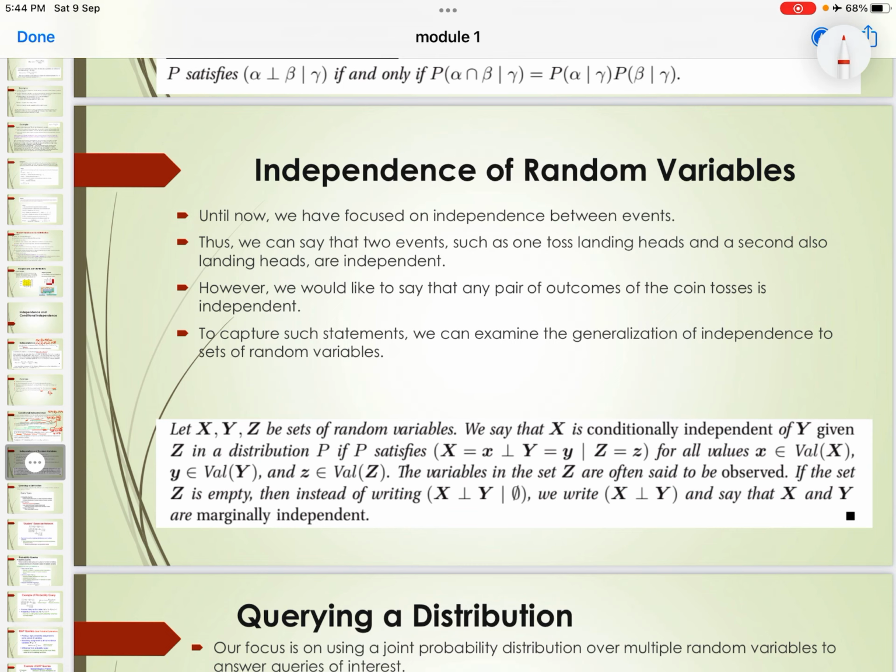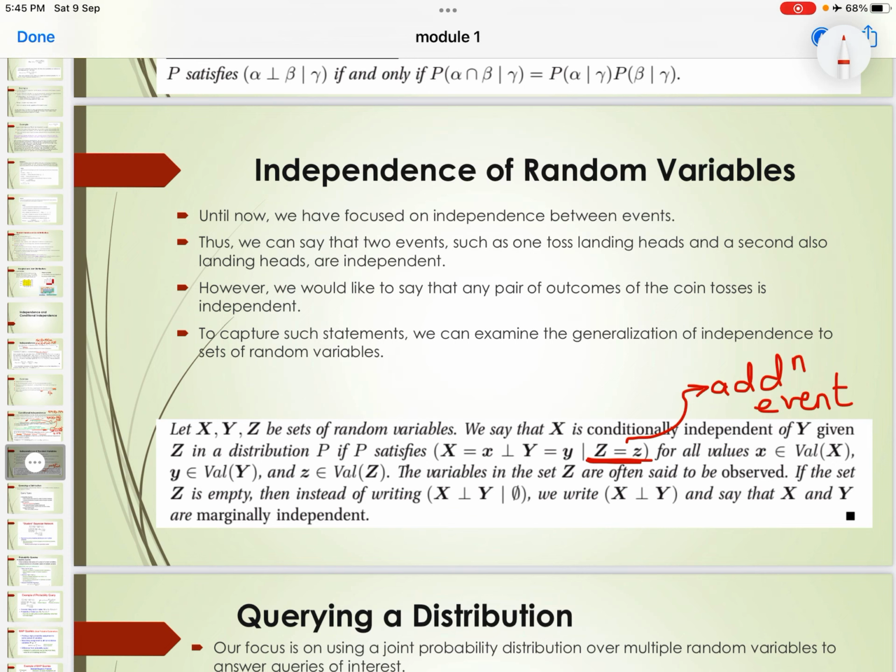We say that X is conditionally independent of Y given Z in a distribution P if P satisfies the condition for all values x belonging to Val of X. So P should satisfy the condition that X equal to small x is independent of Y equal to small y, given that there is an additional condition Z equal to z. This is your additional event. The variables in the set Z are often said to be observed.